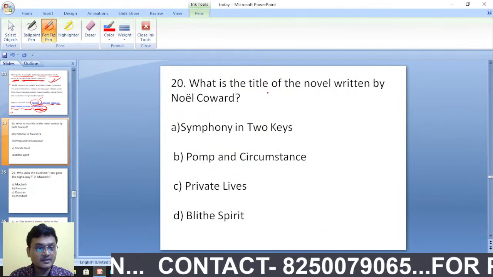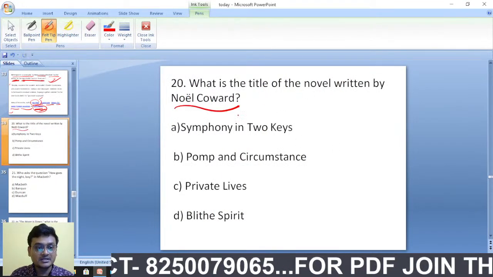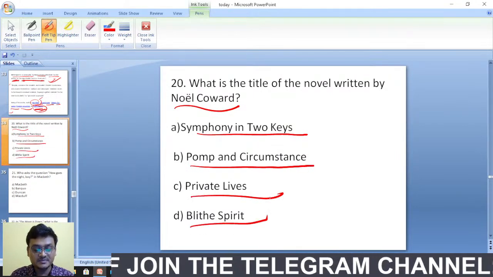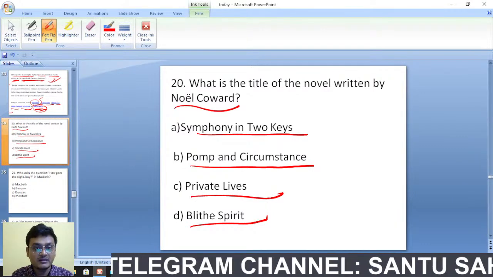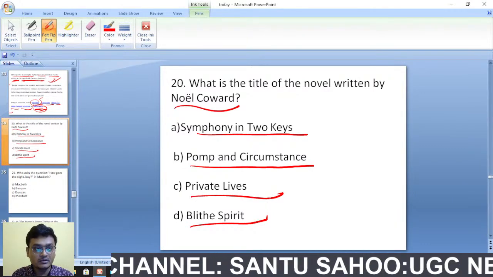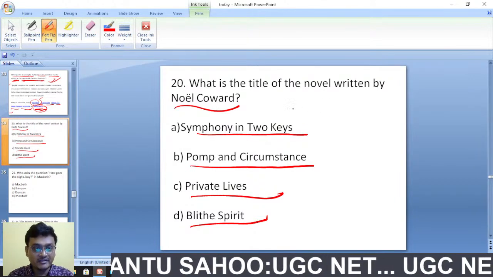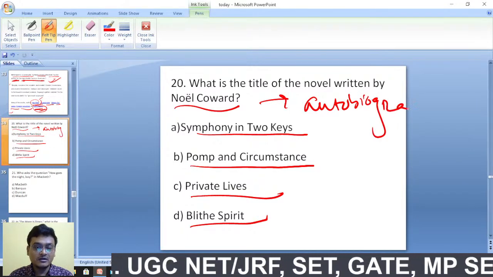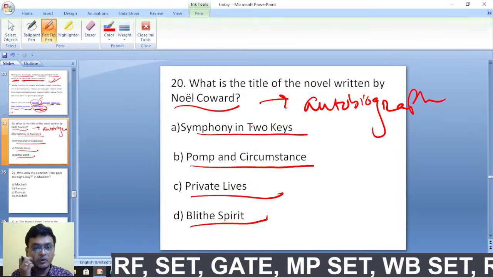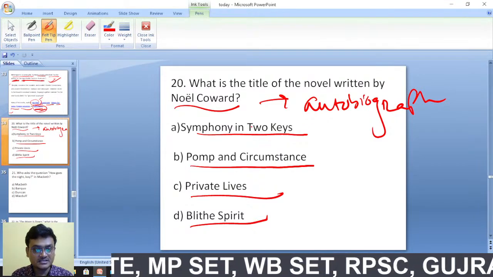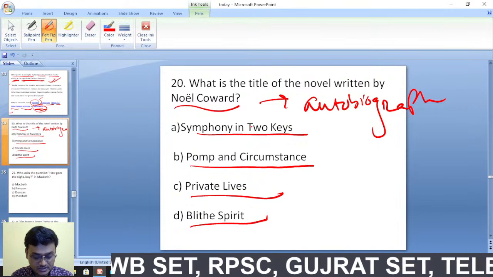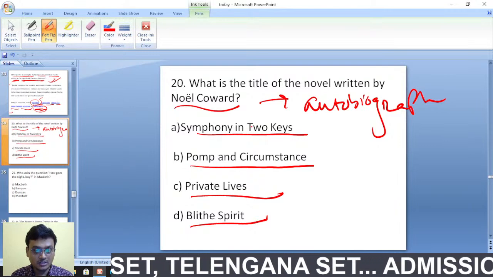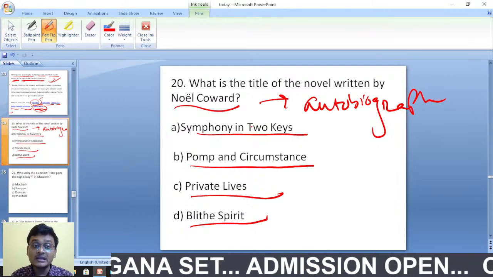What is the title of the novel written by Noel Coward? Symphony in 2 Keys, Pomp and Circumstances, Private Lives, Blithe Spirit. He had also written a novel, and that is autobiographical. It is the only autobiographical novel by Noel Coward. What is the title of the novel?